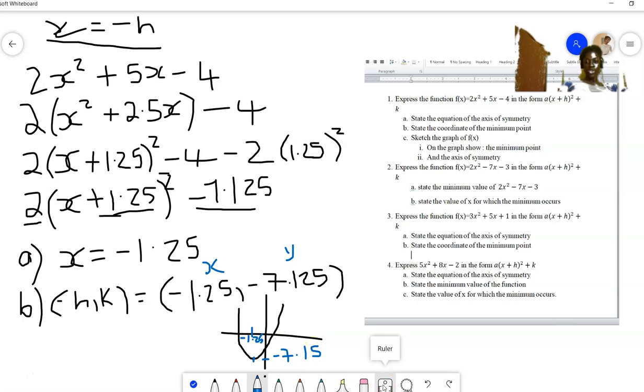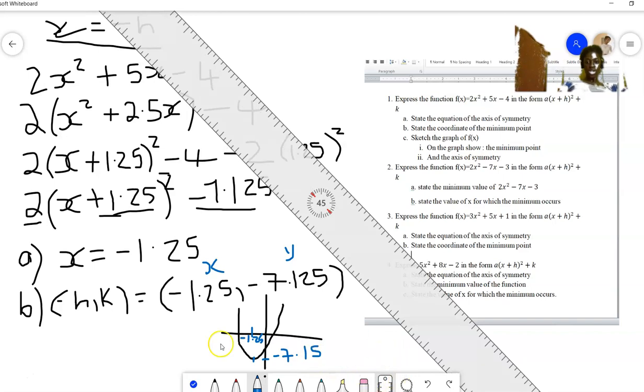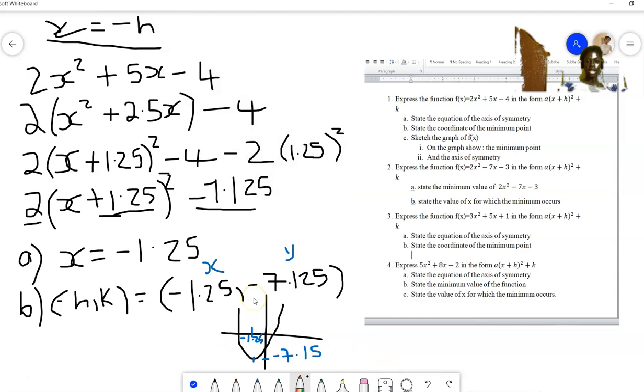Now they said that we should show the axis of symmetry, right? And I said that the axis of symmetry is the line that cuts the curve in half. So you would want to draw a straight line through negative 1.25, and that would be the axis of symmetry. On the line you would write x equals negative 1.25, and that would have answered that part of the question.